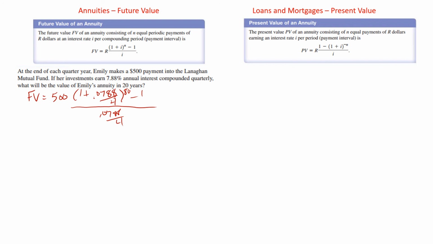And we get, after 20 years, that Emily is going to have $95,483 and some change, about 39 cents.